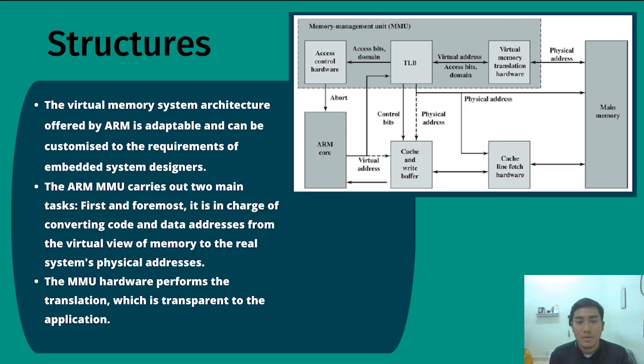The virtual memory system architecture offered by ARM is adaptable and can be customized to the requirements of embedded system designers. The ARM MMU carries out two main tasks. First and foremost, it is in charge of converting code and data addresses from the virtual view of memory to the real system's physical address. The MMU hardware performs the translation, which is transparent to the application. The MMU further regulates memory access by inspecting the permission, memory ordering, and cache policies for every memory region.